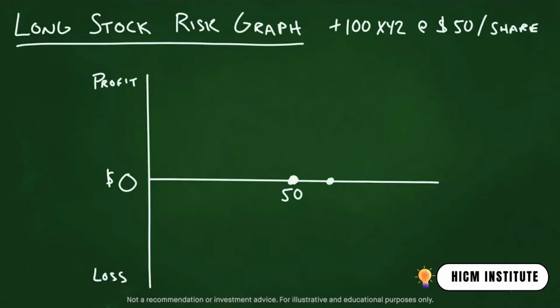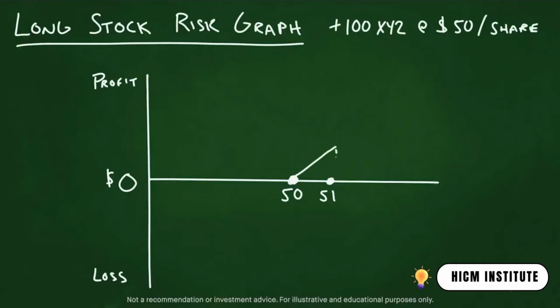Now, where do we make money if the stock goes up, right? Well, remember, we own 100 shares, so let's imagine the stock went up $1 in value to 51. If the stock goes up $1, because we own 100 shares, we have an unrealized profit of $100.